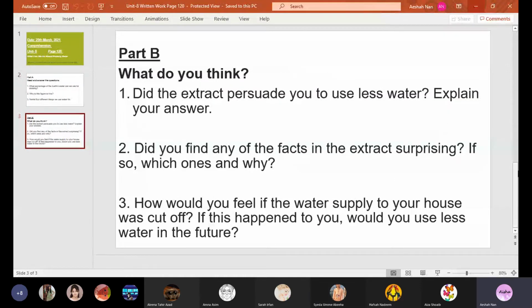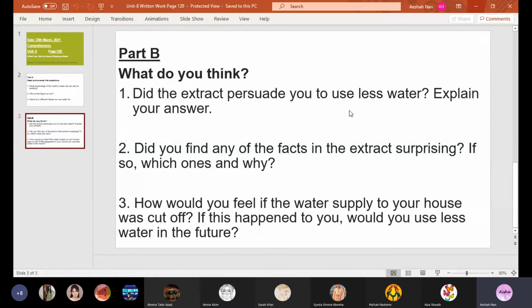Yes. All right. Question one is, girls, please pay attention. Did the extract persuade you to use less water? Extract refers to the passage. Persuade means convinced you. Did the passage convince you to consume less water? Yes, girls? Did it persuade you?